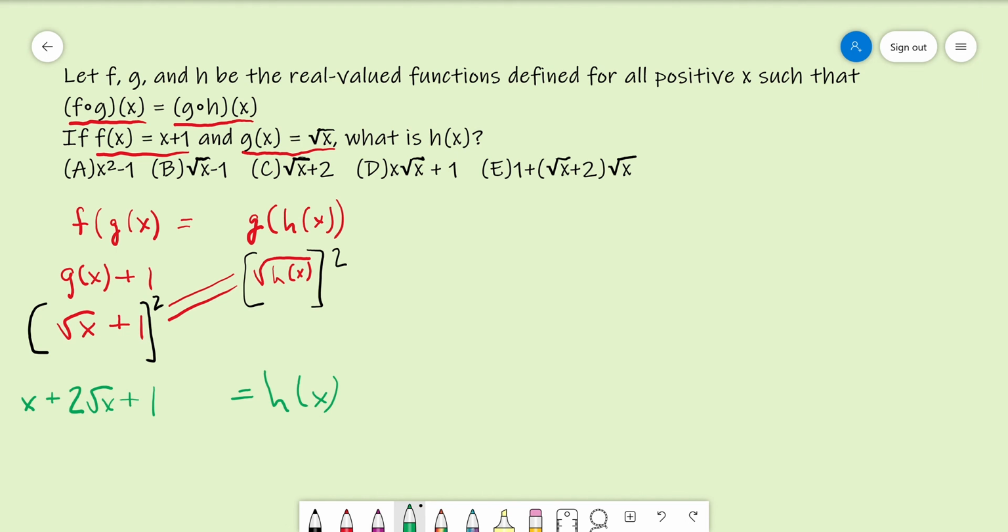Is that any of our choices? Well, if we look closely, then we can see that that's actually the same thing as e. I don't know why they wrote it that way, but if we factor out a square root of x from the first two terms, we'll get square root of x times square root of x plus 2 plus 1, which is e.